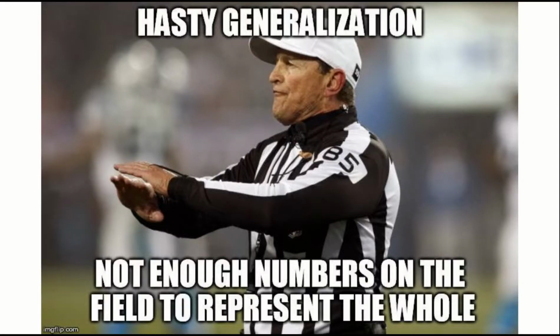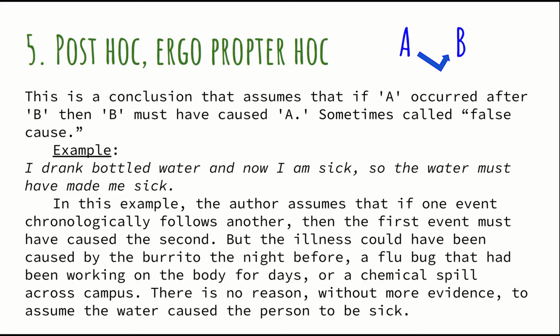Our ref says, hasty generalization, there's not enough numbers on the field to represent the whole. That's because it can also come from bad polling data. Like if you ask 5 people something and 4 give you the same answer, you can't apply that to a huge group of people. Like say you met 3 people at Arcadia who were short, and then an average person and a tall person. You can't say the vast majority of Arcadia High School is short. That's a hasty generalization. Too fast, too skimpy of a sample size.